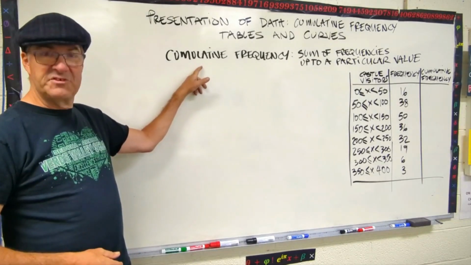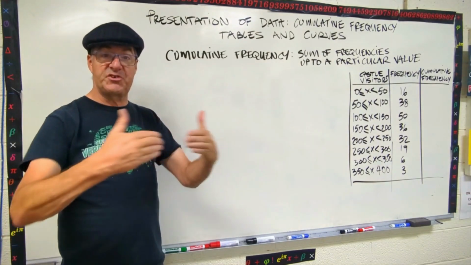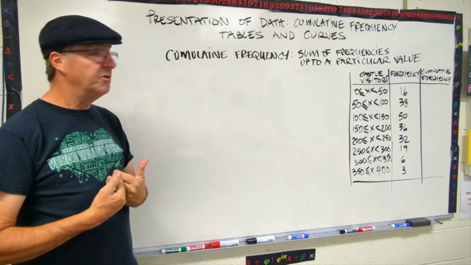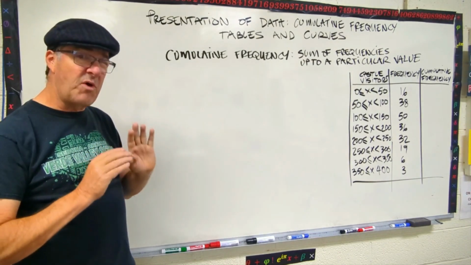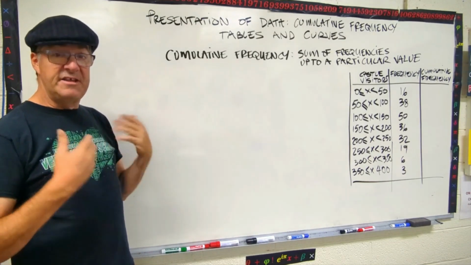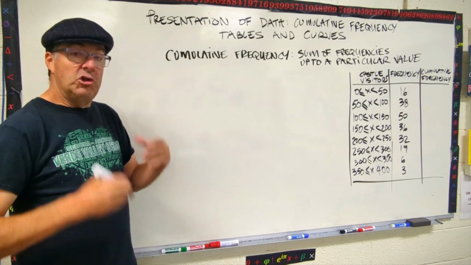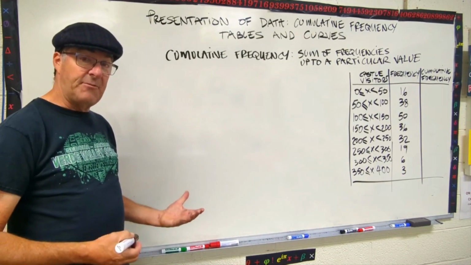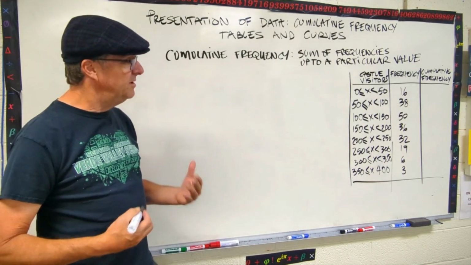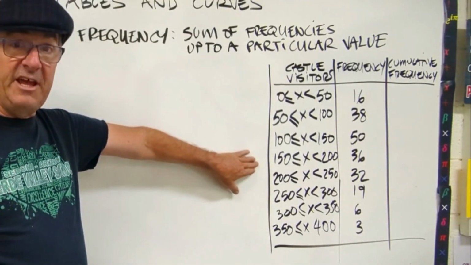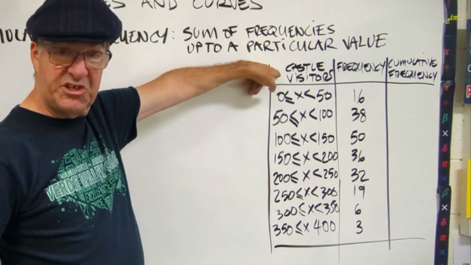Cumulative frequency is just basically summing up the frequencies up to a certain value. Okay, so that's my definition there. It probably doesn't click super well yet, but let's do one and then you'll see how it works. A cumulative frequency table looks just like a frequency table, but it has another column, and that's the cumulative frequency column.